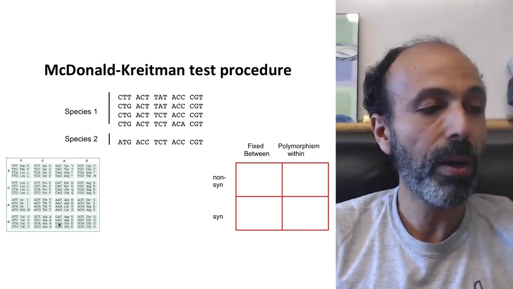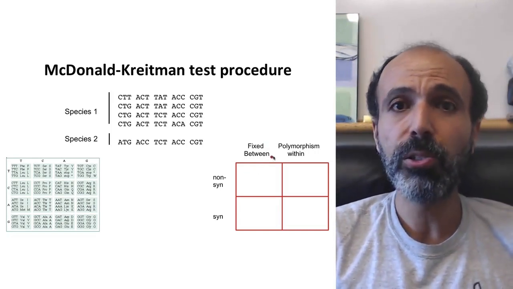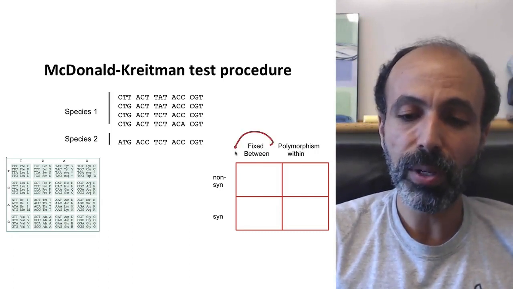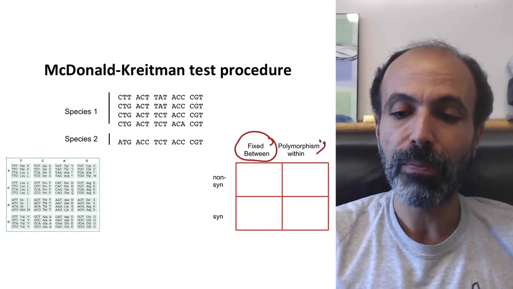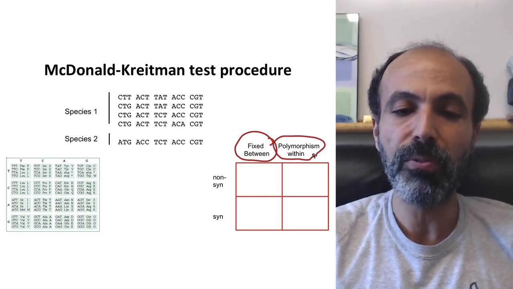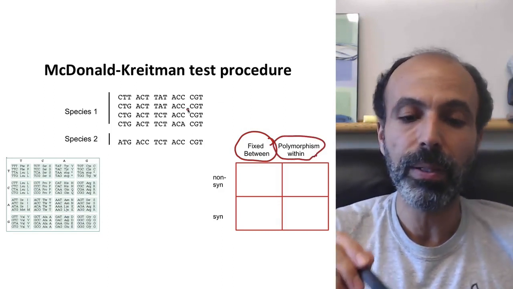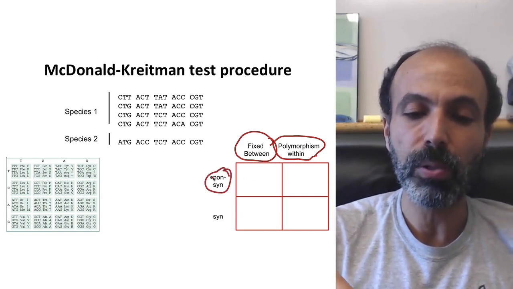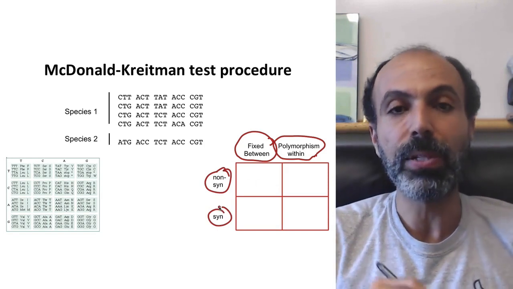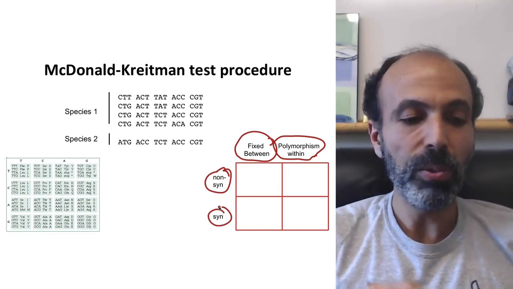And what we're looking for are these 2 parallel categories. First, what is fixed between. So these are differences between species 1 and species 2. We have polymorphism within. So basically what is variable within, in this case, species 1. And then we can also categorize any of these differences as being non-synonymous, or amino acid changing, or synonymous, where they don't change them. So what we do is we just walk through.